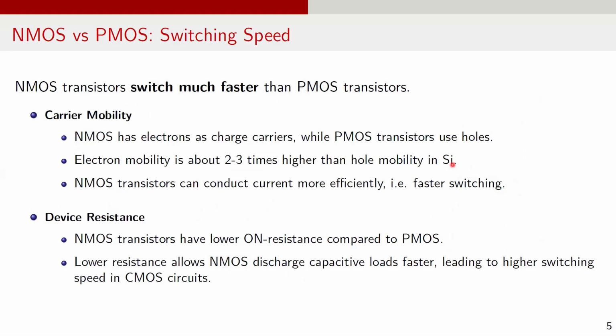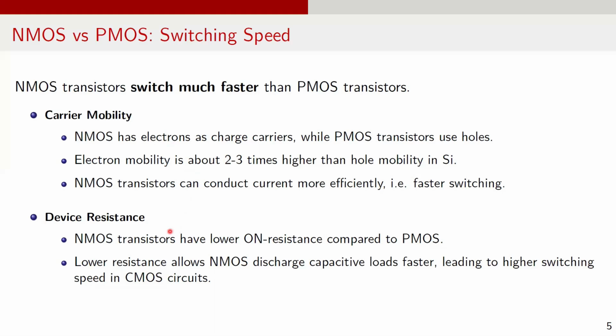First, the switching speed. NMOS transistors switch faster than PMOS transistors. This difference in switching speed is primarily due to the mobility of charge carriers and the intrinsic resistance of the MOS transistors. NMOS transistors use electrons as charge carriers while PMOS transistors use holes. Electron mobility is about 2 to 3 times higher than the hole mobility in silicon. Higher mobility means that the NMOS transistor can conduct current more efficiently, which results in faster switching.